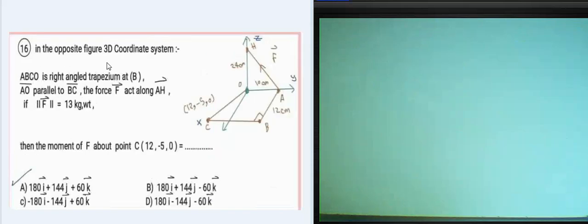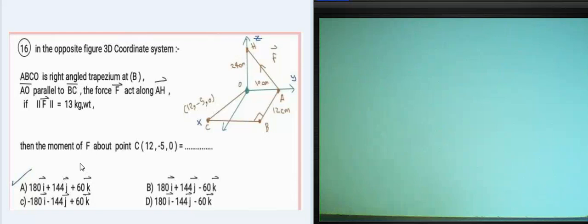Question 16. The figure shows a 3D coordinate system. Here the force is F and ABCO is a right trapezium, with AO parallel to BC. The force F acts in the direction EH, and the magnitude of force F equals 13 kilogram weight. Then the moment of force F about the point C (12, negative 5, 0) equals?